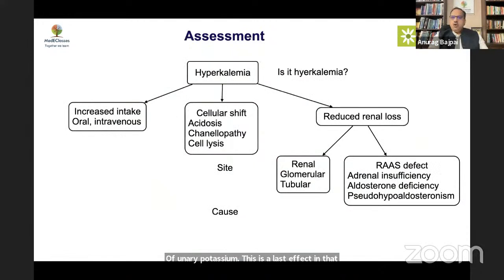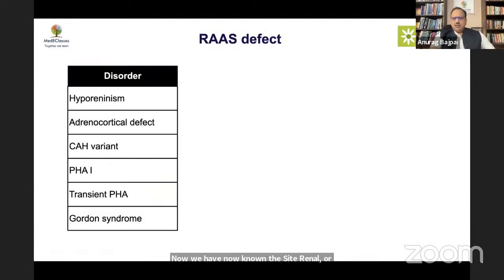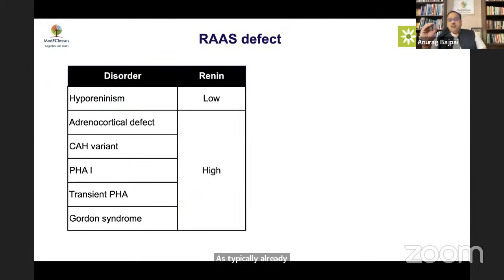Now, we have known the site, renal or adrenal. We'll now go forward to the cause of hyperkalemia. So for a RAS defect, as Vibha has already discussed wonderfully, we have to look at a few things. Renin, of course, will be high in everybody, except if you have a primary renin problem, which does not usually happen in children.